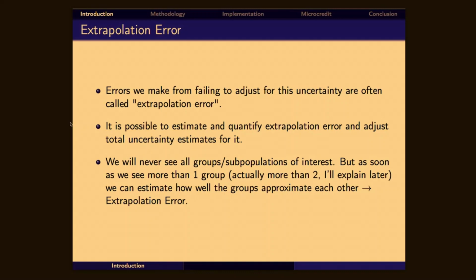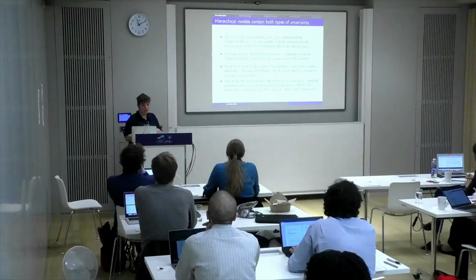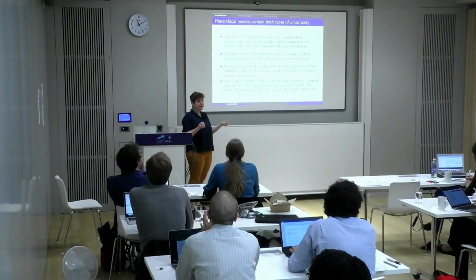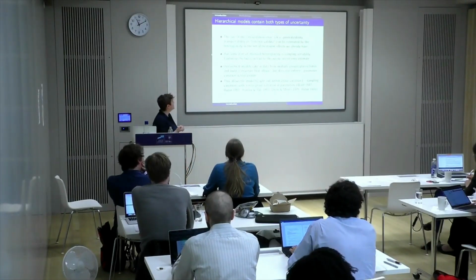But it's possible to estimate and quantify extrapolation error, and this is related to the random effects models that Ava talked about, and to adjust our total uncertainty for that error. You're never going to see all the groups or subpopulations of interest, but as soon as you see more than one, or really statistically speaking, you need more than two, for reasons I'll explain, then you can estimate how well the groups approximate each other, and that tells you something about the extrapolation error you're likely to have for another group. Okay, so hierarchical models are models that contain both kinds of uncertainty, classical sampling error and extrapolation error across contexts or across populations.